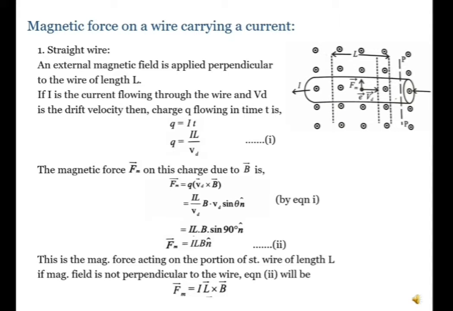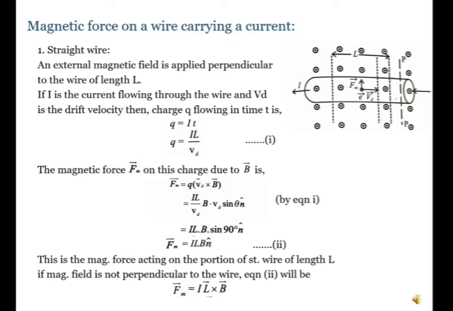An external magnetic field B bar is applied perpendicular to the wire, coming out of the plane of the paper. Let I be the current flowing through the wire under an application of potential difference. If Vd is the drift velocity of conduction electrons in the part of length L, the charge Q flowing across the plane in time t will be Q equal to It. Substituting time equal to length upon drift velocity, we can write Q equal to IL upon Vd. Let us call this equation number 1.